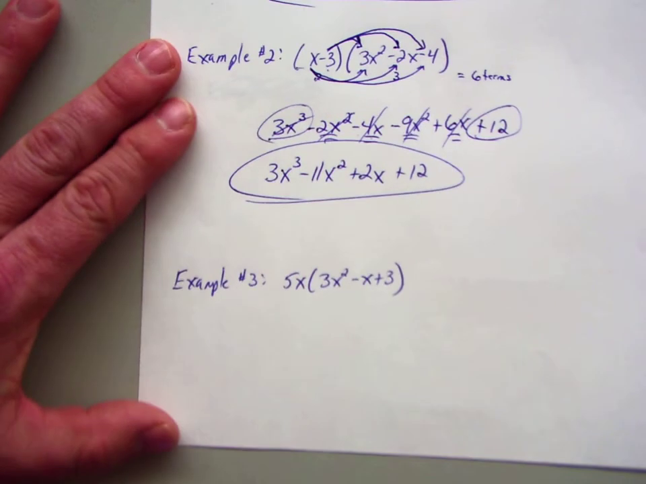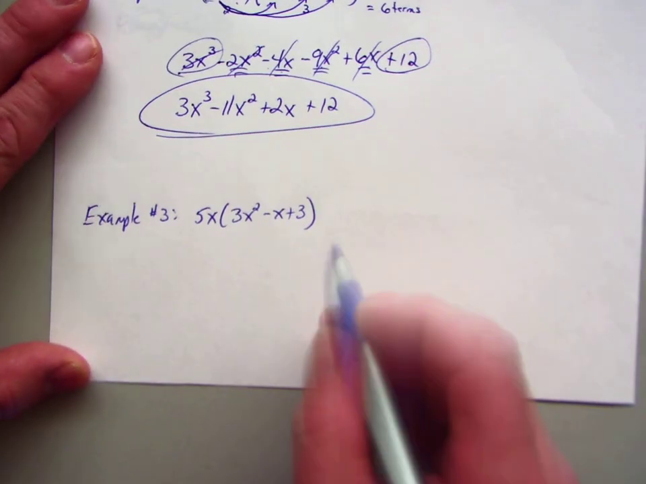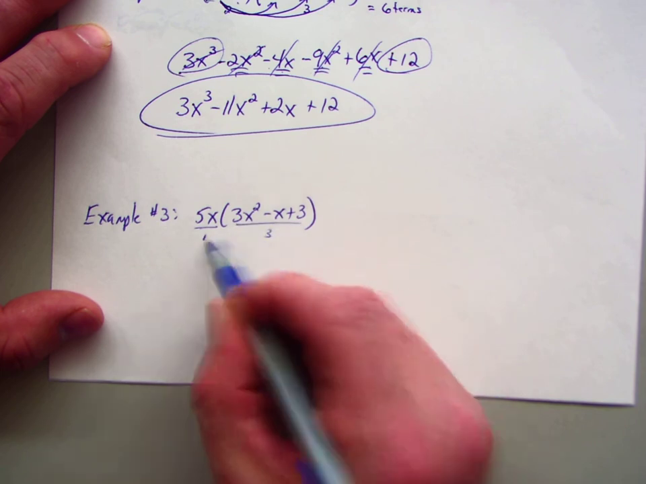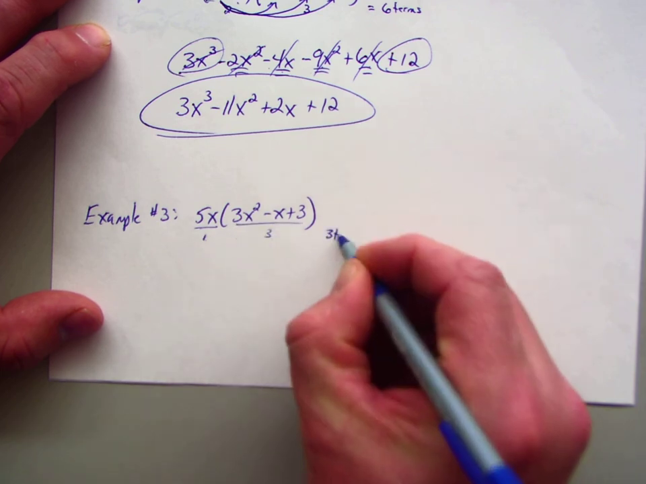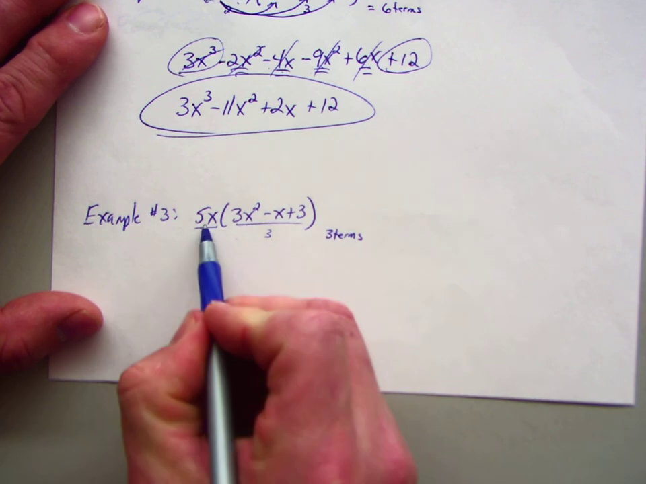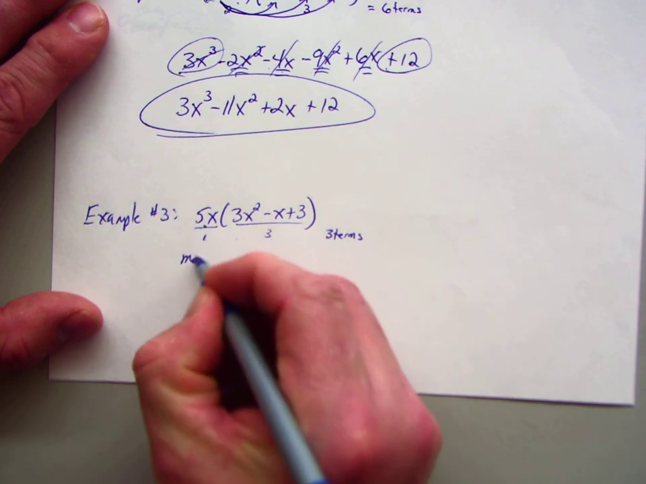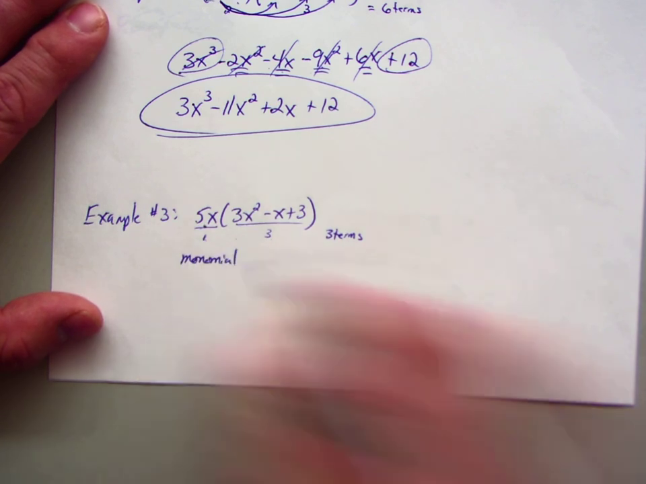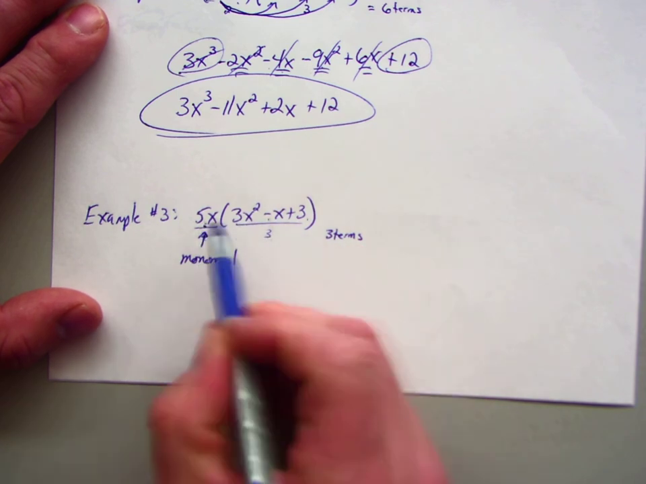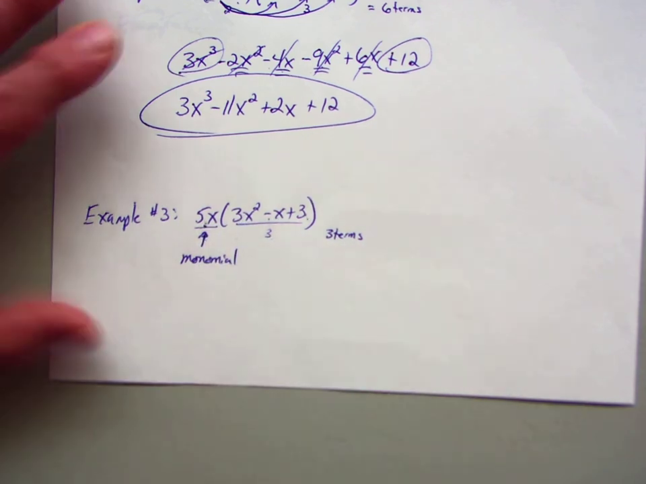Alright, another example. Now this one has only 1 term, and this has 3 terms. So 1 times 3 is 3 terms. So I should only have 3 terms when I multiply this through. Here, this is called a monomial. Alright, this is only 1 term. So I'm just going to multiply this through, or by each of these terms, and I'll be done.